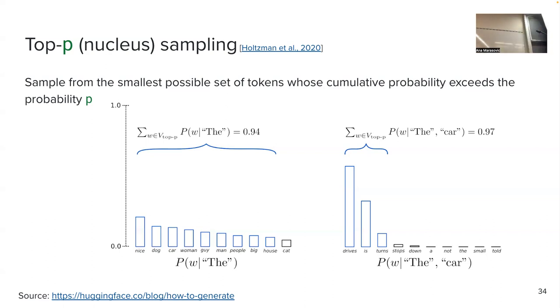Yeah, so with this approach also, there's a chance of picking a word which doesn't make sense. Less so. If this distribution was extremely flat, then yes.